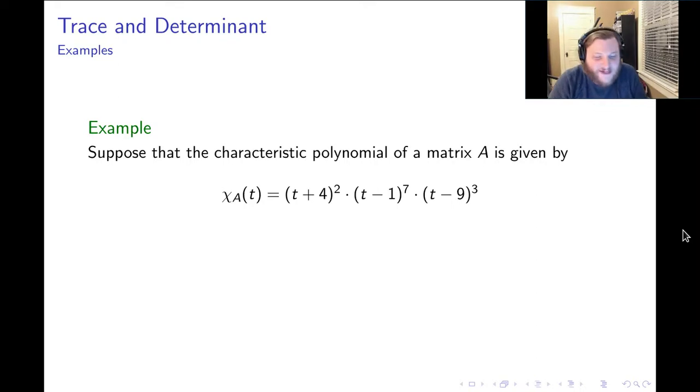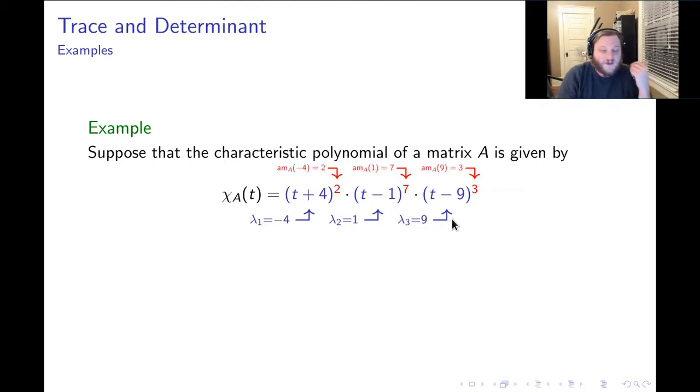Here we have another example. In this example, someone is giving us the factored characteristic polynomial. So the characteristic polynomial of this unknown matrix is (t plus 4) squared multiplied by (t minus 1) to the 7th multiplied by (t minus 9) to the 3rd. Well, one thing we can immediately conclude are the eigenvalues. The eigenvalues are the roots here. So the eigenvalues should be negative 4, 1, and 9. So this matrix has 3 eigenvalues, negative 4, 1, and 9.